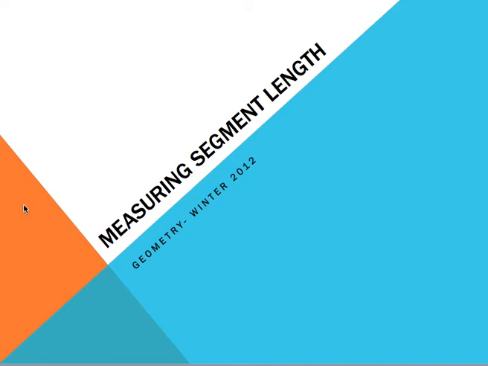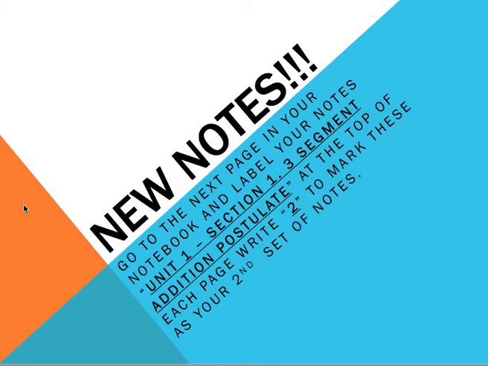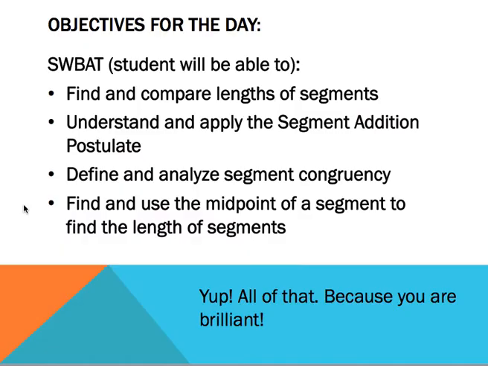Alright, so last week your video that you took notes on was point, lines, and planes, definitions and labeling. Today we're going to be talking about measuring segment length. So, these are a new set of notes, so turn the page in your spiral notebook and label the top Unit 1, Section 1.3 Segment Addition Postulate. In the top right-hand corner, you're going to write a number 2 to note these are your second set of notes. Listed below are your objectives for today.